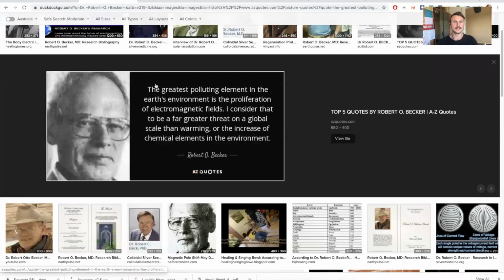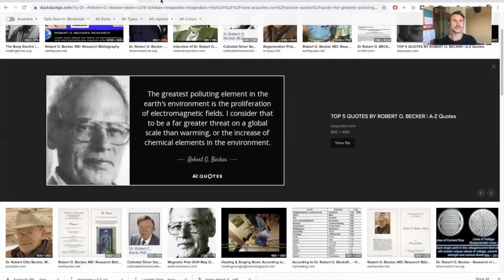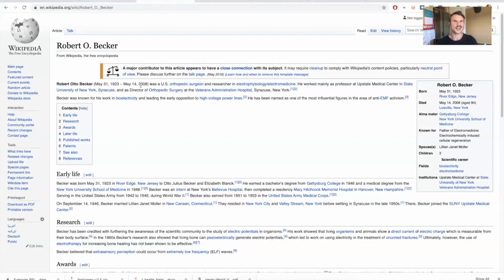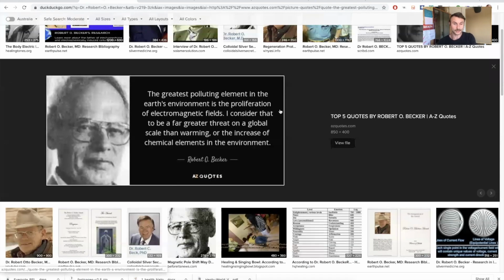And so Robert Becker, this is him here. You can check him out on Wikipedia as well. He died in 2008, but he was an orthopedic surgeon, and his research was all about electrophysiology and electromedicine. I've got one of his books here as well. One of the coolest quotes I found is, "The greatest polluting element in the Earth's environment is the proliferation of electromagnetic fields. I consider that to be a far greater threat on a global scale than warming or the increase of chemical elements in the environment." So that is huge. He said this many, many years ago.